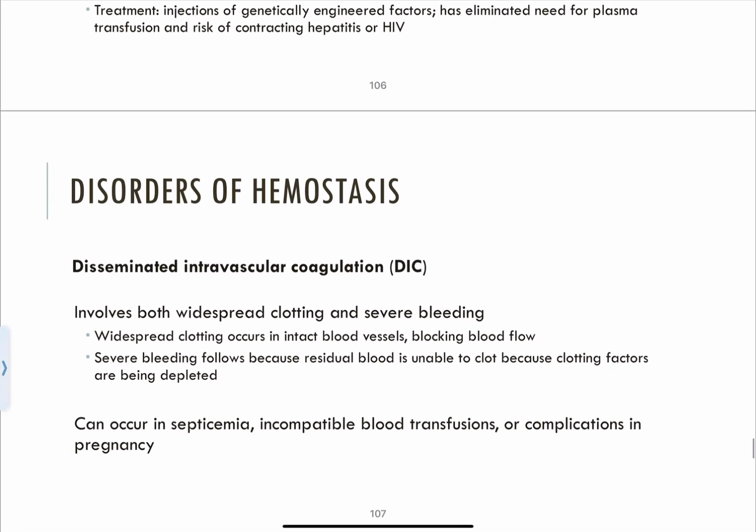And I just briefly want to touch on disseminated intravascular coagulation, or DIC. Like I mentioned previously, DIC involves both widespread clotting and severe bleeding. So typically the clotting is going to occur in healthy, intact blood vessels when we don't want it to. And then we also have blockage of blood flow that can be accompanied by severe bleeding. So if we're talking about DIC, it's really common when we talk about pregnancy complications. Also, if you have septicemia or if you receive a blood transfusion with an incompatible blood type.